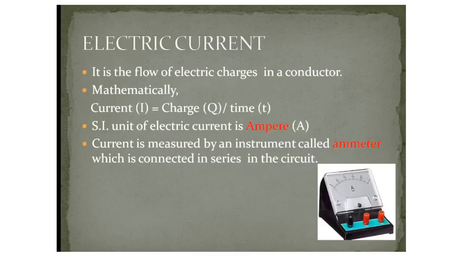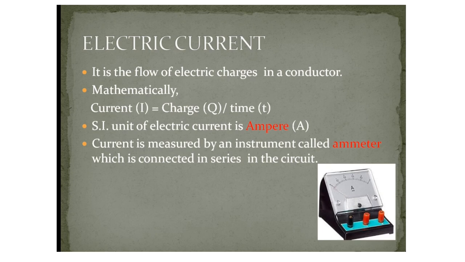Okay, the next topic is electric current. What do you mean by electric current, and when does an electric current flow? When there is a potential difference between the two ends of a wire, then we know that charges flow from one end to the other. This flow of charges in the wire constitutes an electric current.